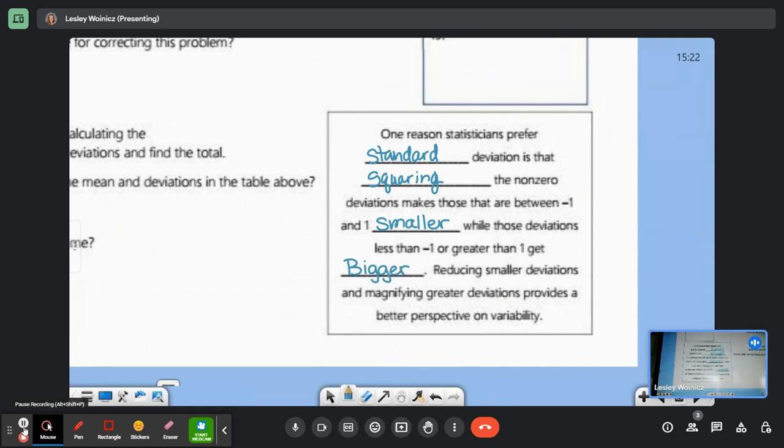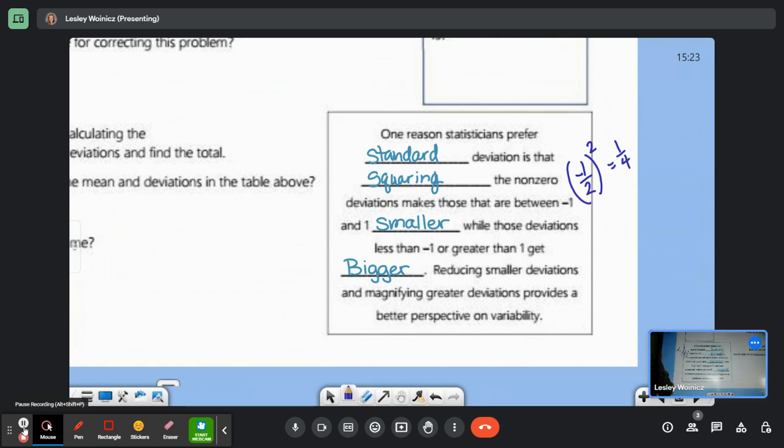Reducing smaller deviations and magnifying greater deviations provides a better perspective on variability. Okay, let me explain what that means. If I have a number between -1 and +1, like -1/2, and I square it, what do I get? +1/4. Okay, very good. Do you see that that's actually a smaller distance than 1/2?